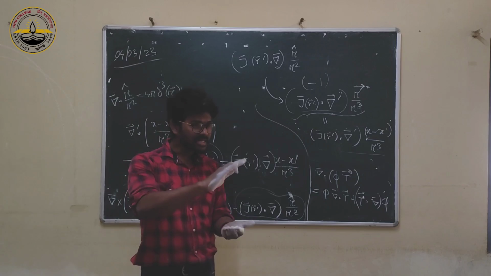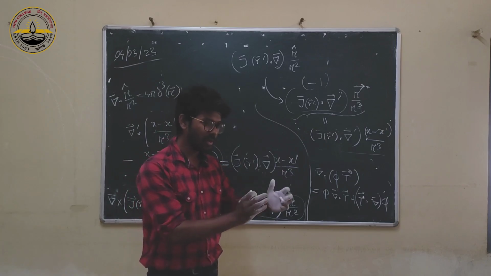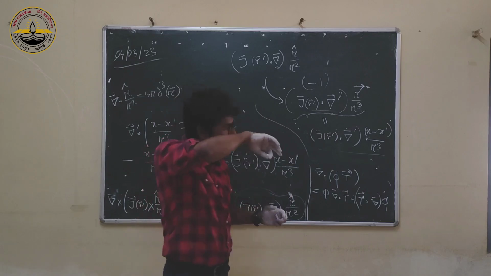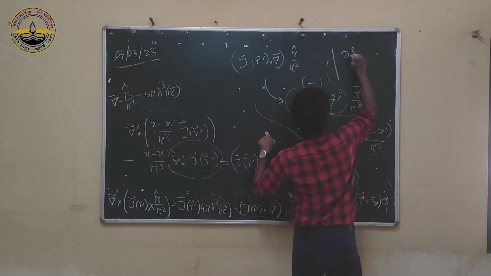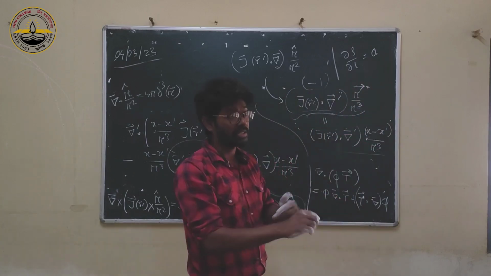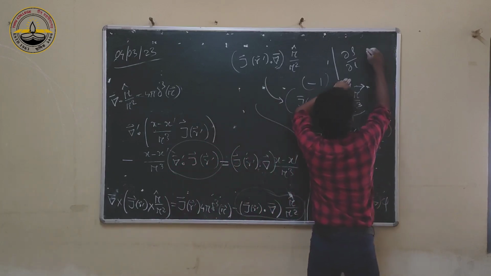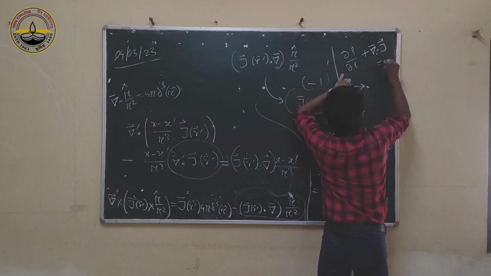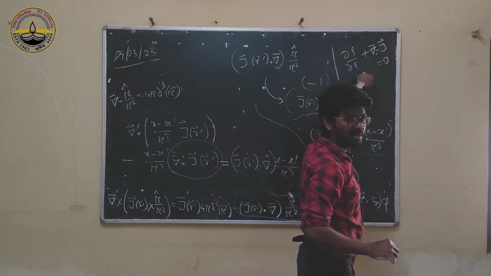The charge densities are fixed. It's not like charge density is reducing or increasing anywhere. So one condition for that is del rho over del t must be 0. So the charge density should not change. And if you remember, this is equal to 0. It was the equation of continuity, I said.